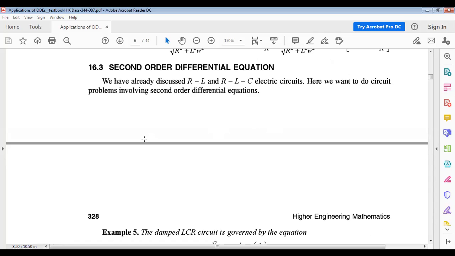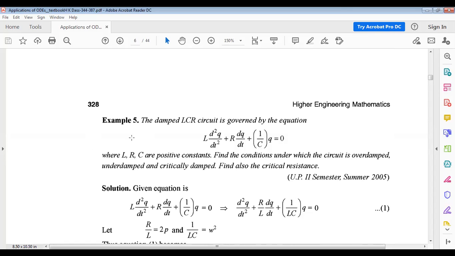Now, application of second order differential equations. We have already discussed RL and RLC electric circuits. These two types of circuits we have discussed in our previous example. Here we want to do a circuit problem involving a second order differential equation. The damped LRC circuit is governed by the equation L d square q dt square plus R dq by dt plus 1 by capital C into q equals to 0.